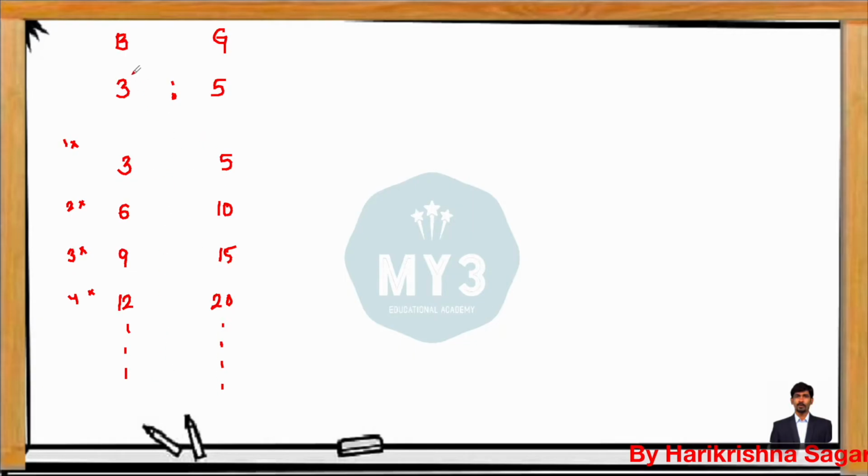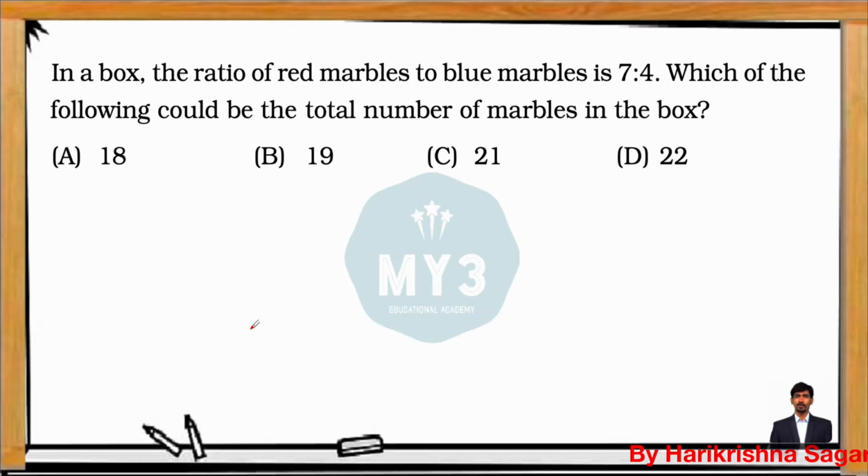But the point which I want to convey is, if you see boys and girls are in the ratio of 3:5, that means boys are 3 parts. 3 parts means any one of the values which will come in the 3 table. Girls are 5 parts. 5 parts means any one of the values which will come in the 5 table. Remember this. Okay. For example, the question is given like this.